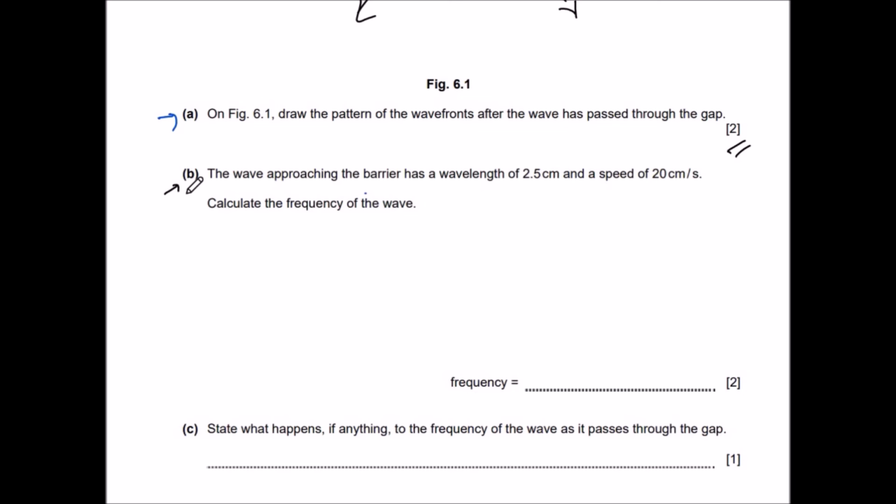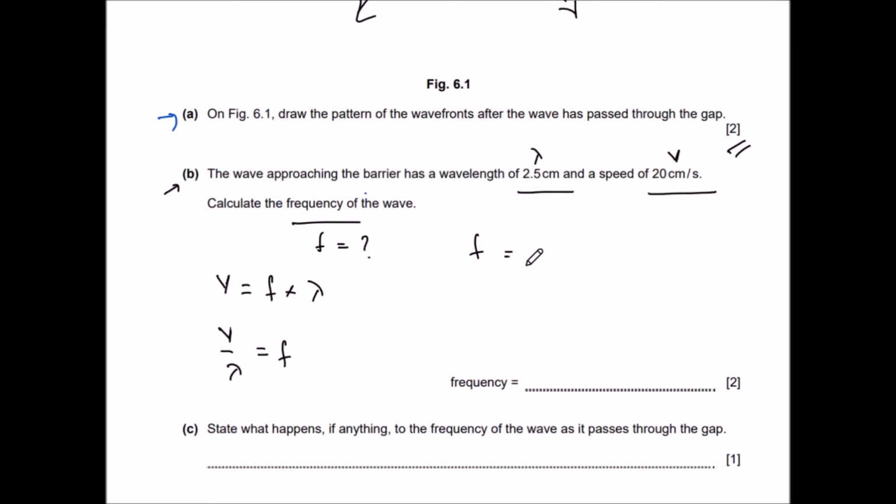Part B. The wave approaching the barrier has a wavelength, lambda, of 2.5 centimeter. Speed is 20 centimeter per second, V. Calculate the frequency. You know well this wave equation, V is equal to F times lambda. You need frequency, so you can make frequency the subject. V over lambda is equal to F.